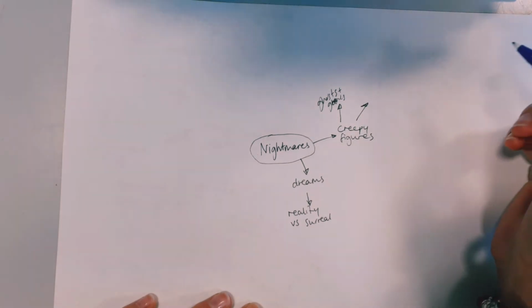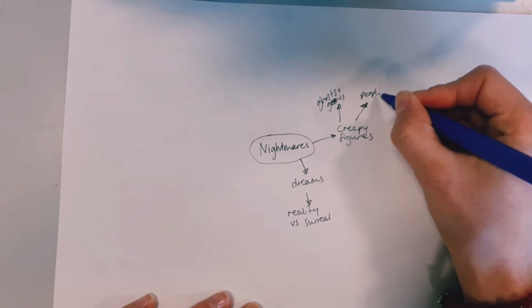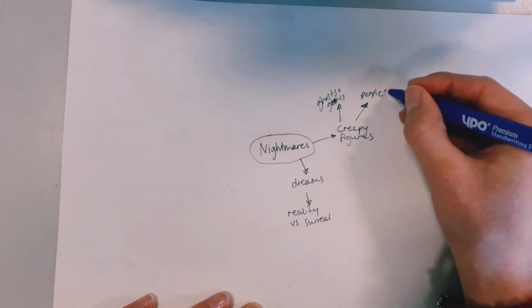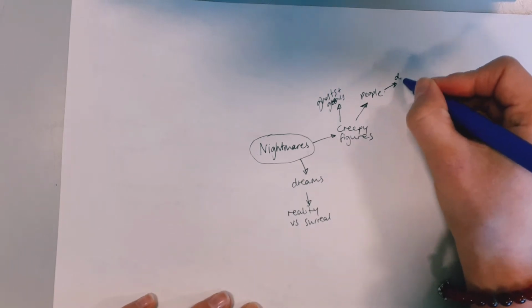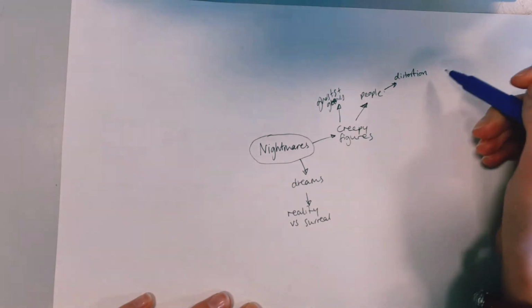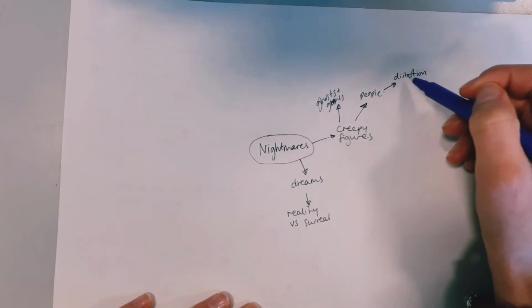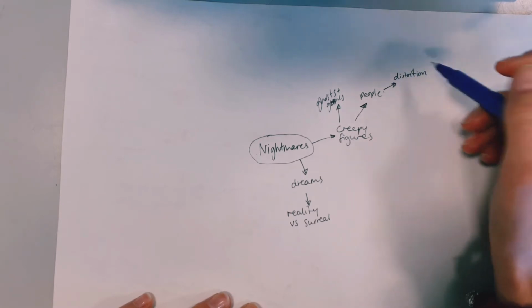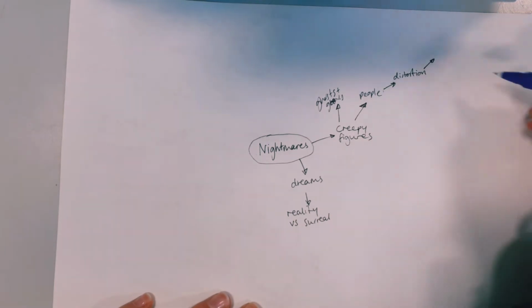What else could you have? Creepy figures. You might have actual people that give you nightmares. From people, we might have distortion. So you might have normal people that maybe you know, but they're distorted in a dream-like kind of state or something. So distortion. From there you might get more practical ideas.